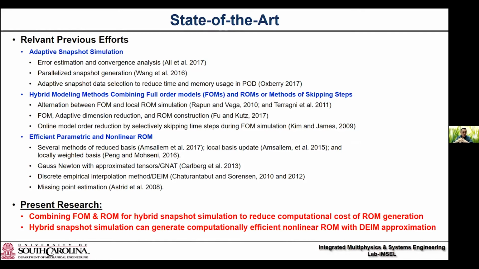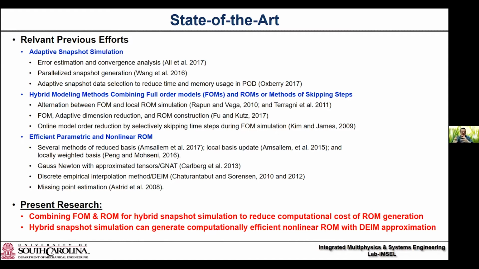And the second relevant effort is the hybrid modeling method, combining full order models and reduced models, or the method of skipping steps. For example, Rapun and Vega presented a hybrid method where the simulation alternates between the full order model and the local reduced model, to make the simulation faster. And also Professor Katz's group presented full order model, adaptive dimension reduction, and ROM construction approaches, and also online model order reduction by selectively skipping time steps during full order simulation. So that's the second category relevant to our research.